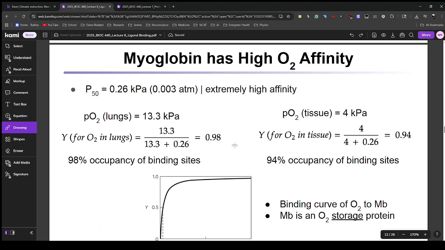All this slide is trying to show you is that when we do the math for myoglobin, it has a very high affinity. You know that smaller numbers for KD, or in this case P50, mean very high affinity.